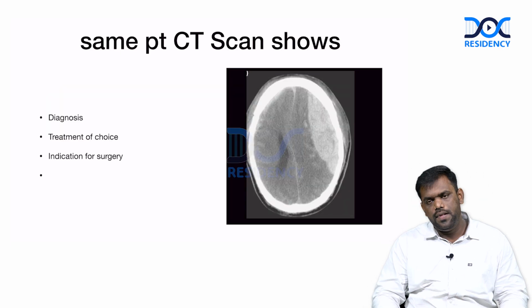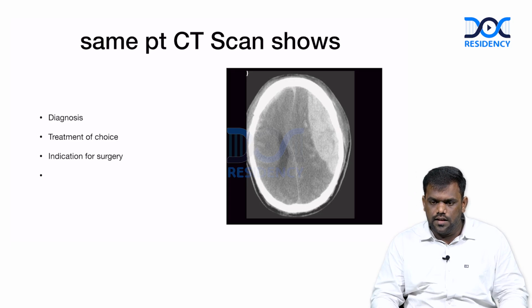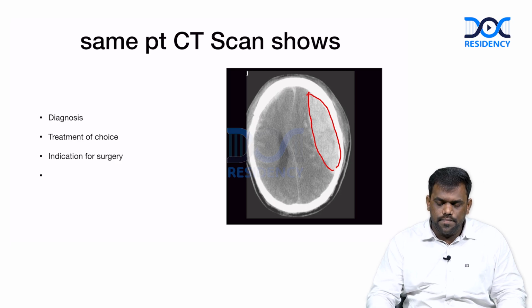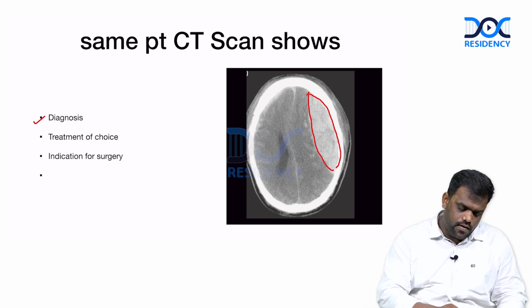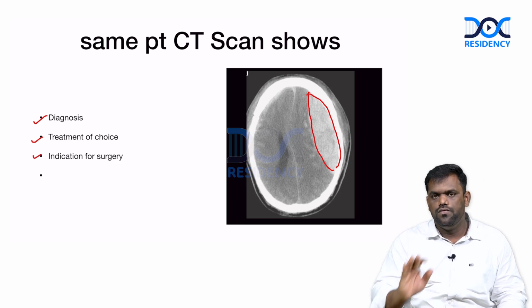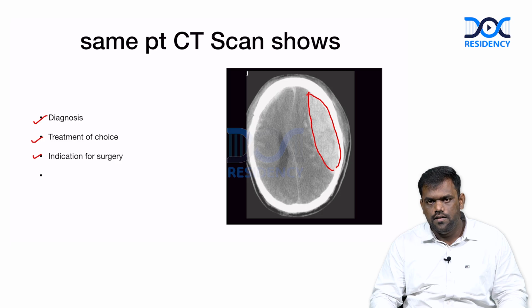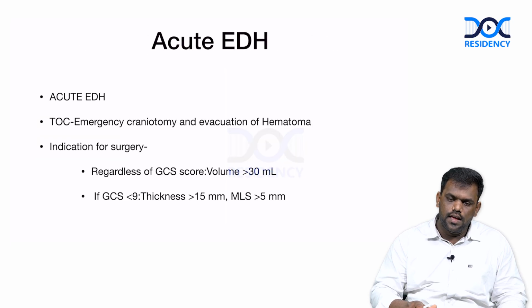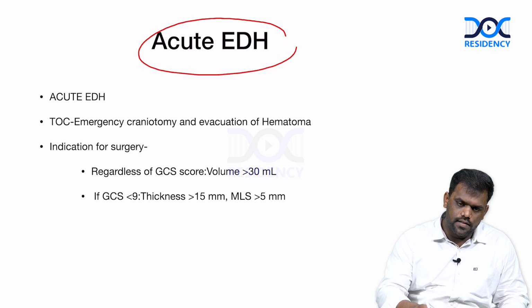Suppose a scenario: the same patient, and the CT scan shows this. What is the diagnosis of this patient? The CT scan shows a lenticular, lens-shaped, biconvex, hyperdense lesion. What is the diagnosis, and what is the treatment of choice? What is the indication for surgery if the patient comes to you in the emergency with this type of scan? The patient has a lenticular shaped hyperdense lesion, mass effect, and midline shift.